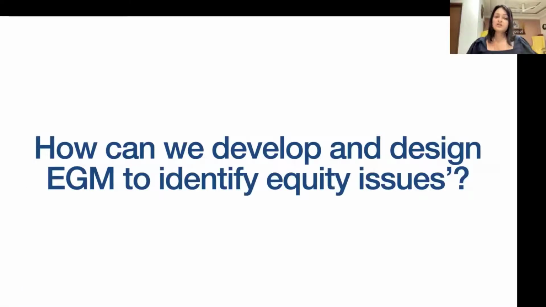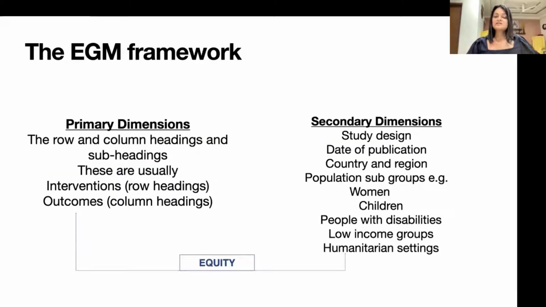Now, coming to the important question: how can we develop and identify equity issues in mapping? For an evidence and gap map, an evidence framework is of utmost importance. An evidence framework comprises two important dimensions. One is the primary dimensions of the map, which correspond to the row and column headings and subheadings. Usually for an effectiveness map, it corresponds to interventions and outcomes. An evidence framework also has secondary dimensions that include your study design, country and region, and population subgroups. Equity can be incorporated in both of these dimensions.